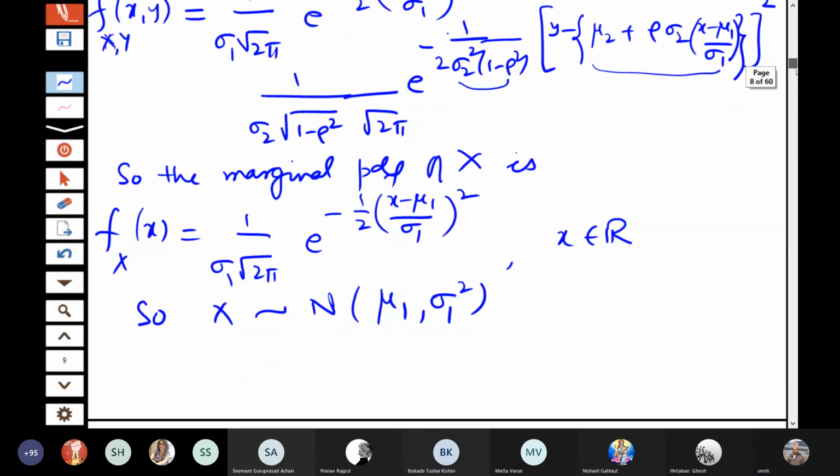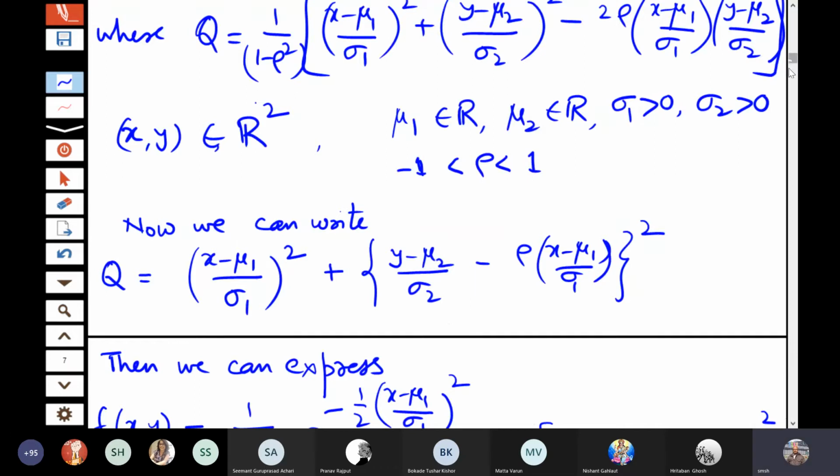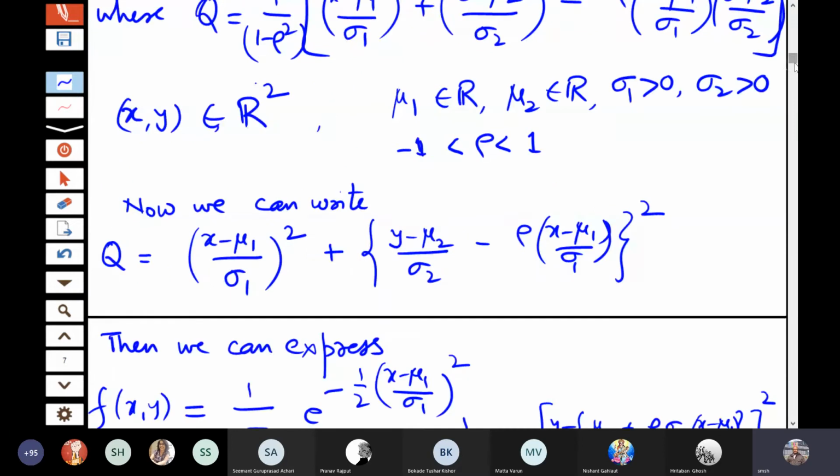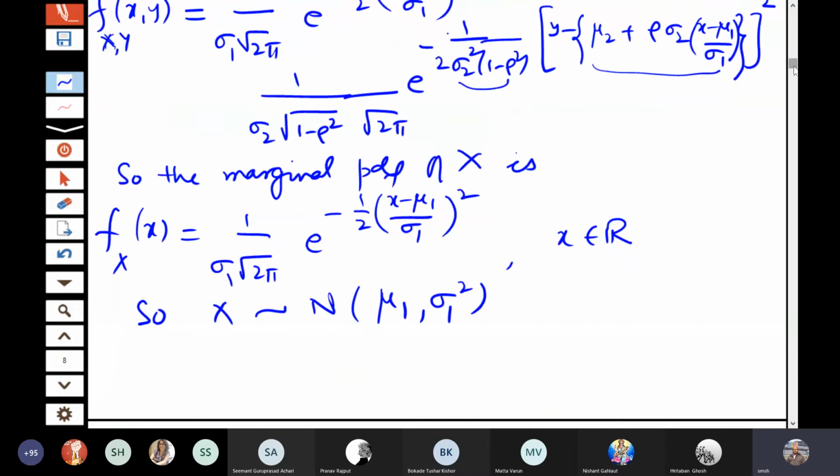Yes, sir. Another thing that you note here: if I want to find out the conditional distribution of y given x, I have to divide the joint distribution of x and y by the marginal distribution of x. And if you do that, exactly this particular term will get cancelled out on both the terms. So you will be left with this part.